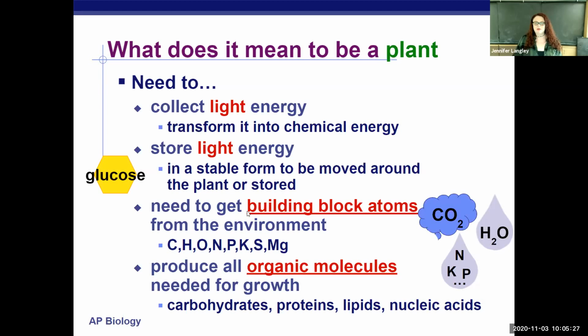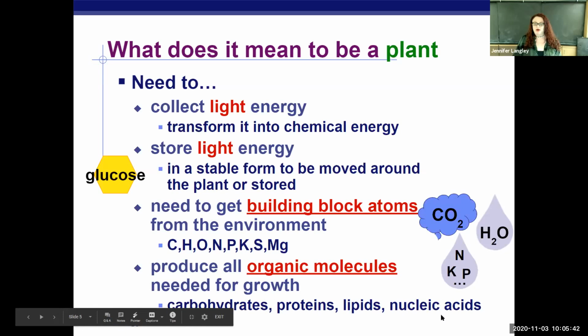And then from the environment, plants also pick up some of the building blocks they need, like carbon dioxide and water, but they also need some things like potassium and phosphorus and nitrogen, magnesium, a few other little things like that. And they use those to create all the other things besides the sugars.